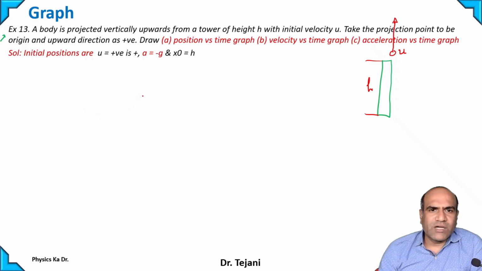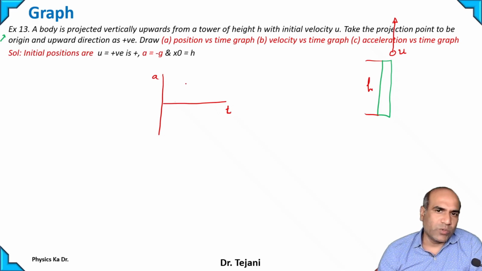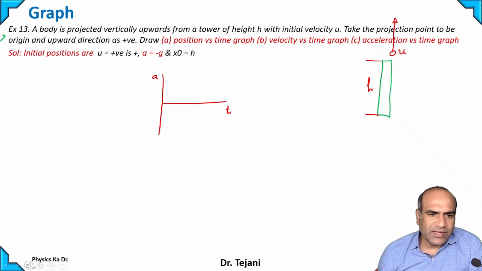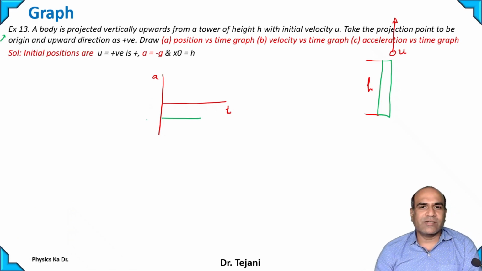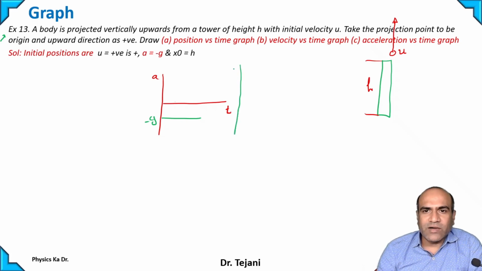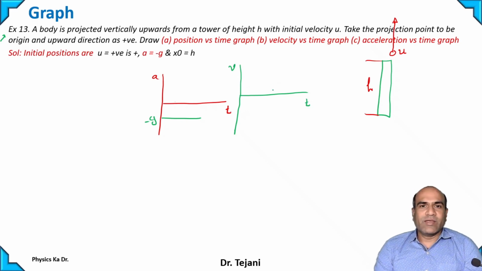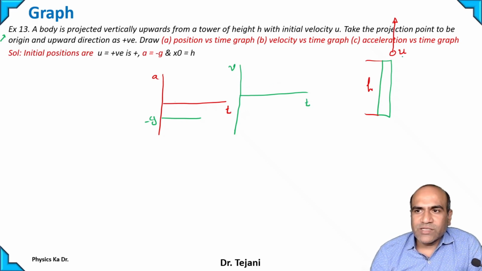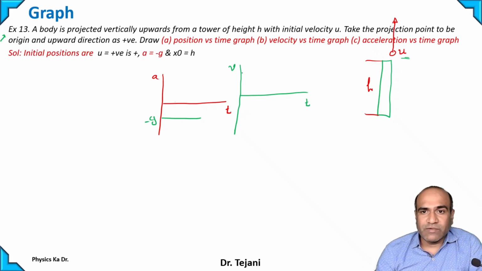So let us have the first graph. Always go with acceleration versus time first. It is much easier for us to do. Negative acceleration, let's change the color. Acceleration is equal to minus g. Then the second one should be velocity versus time. Initial velocity is given positive, so it is u.